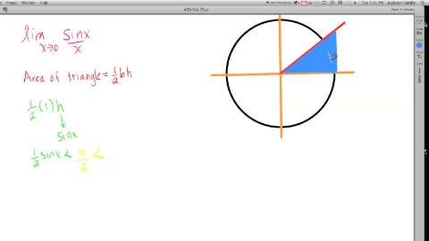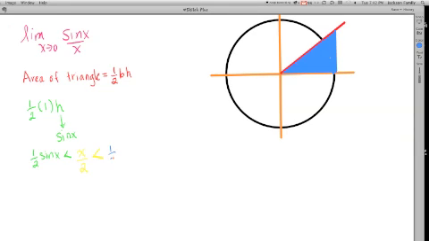Let's go ahead and color this all so we can see the triangle that we're looking at. So 1/2 base, which my base is 1, times the height. Now let's use our trigonometric functions again to look at the height of this triangle.